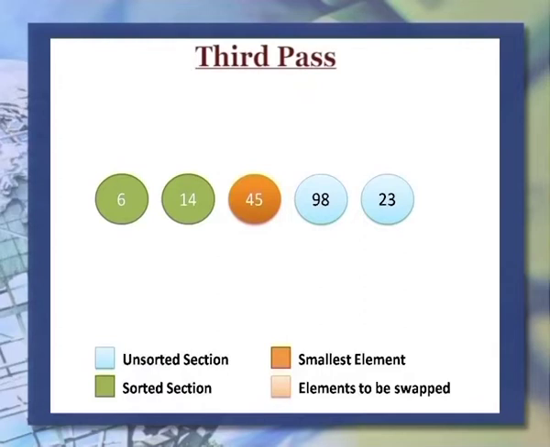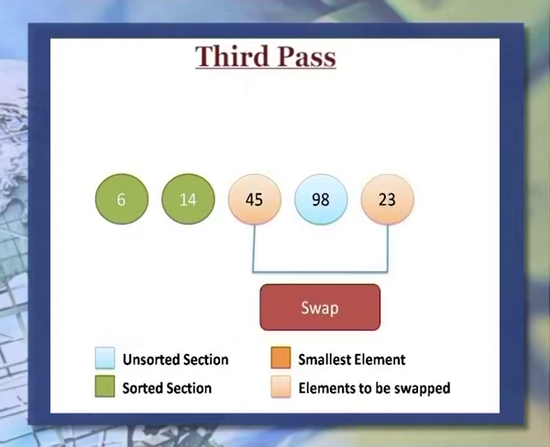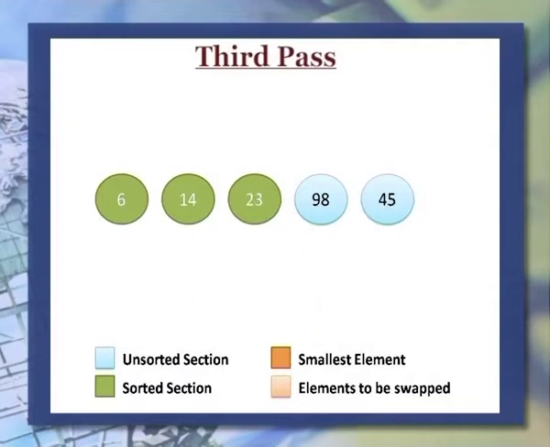In the third pass, 2 comparisons are needed to determine that 23 is the smallest number in the unsorted section. After these comparisons, the algorithm swaps 23 with 45. In this pass too, 1 swap is made. The array at the end of this pass is 6, 14, 23, 98 and 45.